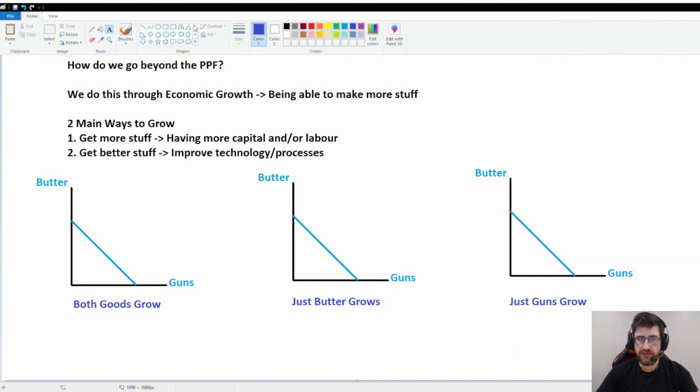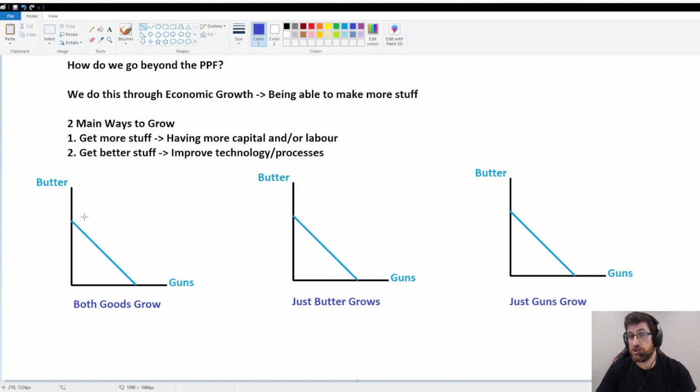Now, this is a very common thing in economics where we start from a starting point or a reference point, and then some event is going to occur. So let's say in this first case, both goods grow. So I'm thinking, okay, what is going to cause guns and butter to grow? What's going to make more of both of those?